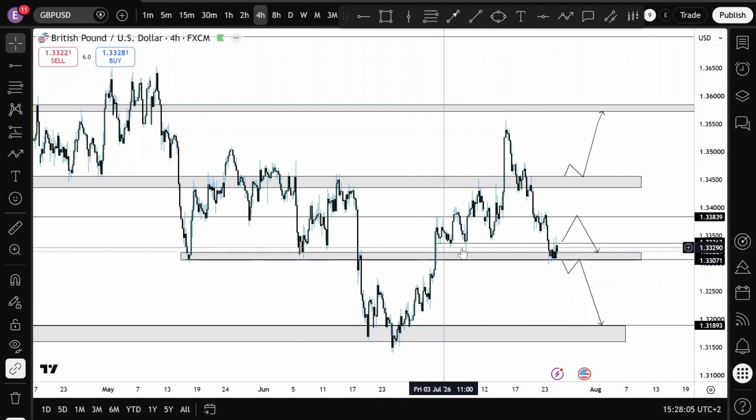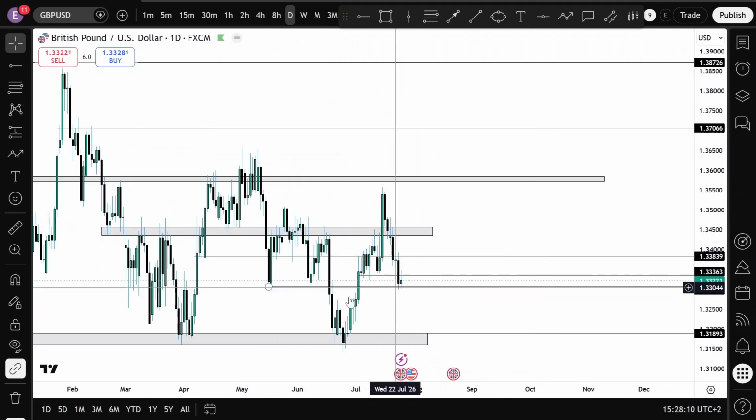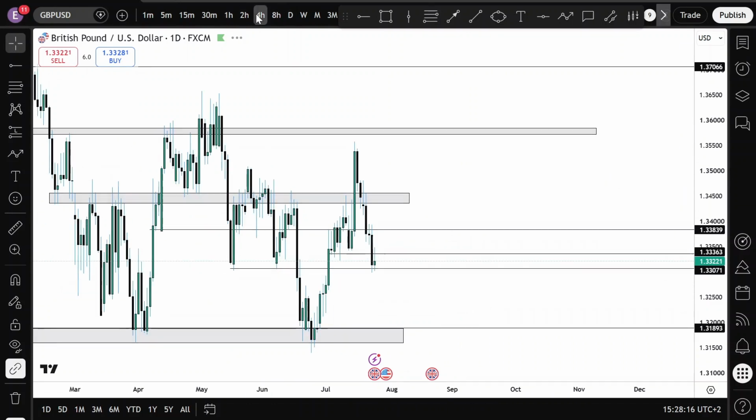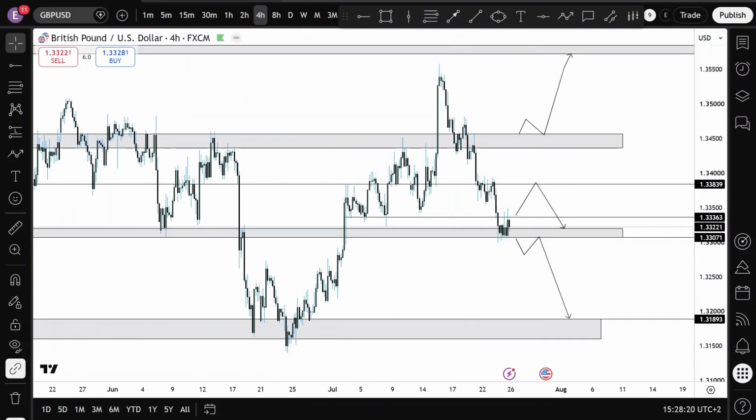Apart from that, the formation it has formed here, if we look at it on the daily time frame, we might want to see this as an inverted head and shoulders pattern, and maybe see price continue to the upside. Apart from that, if price breaks below this region, then maybe we could look for sell opportunities.